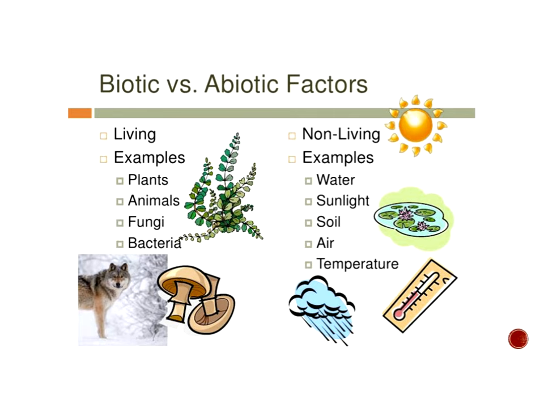So here's just a chart comparing abiotic and biotic. Remember that biotic, again, are living. Abiotic are non-living. So examples of biotic would be plants, animals, fungi, and bacteria, and abiotic would be things like water, sunlight, soil, air, temperature, humidity, those types of things. Any questions on that?